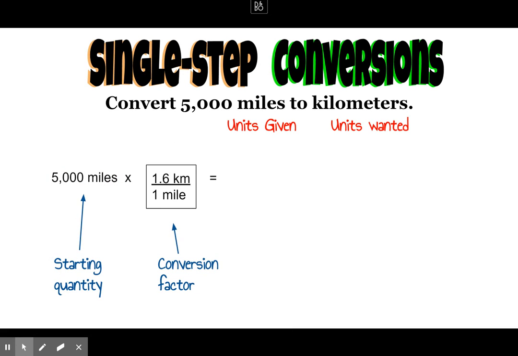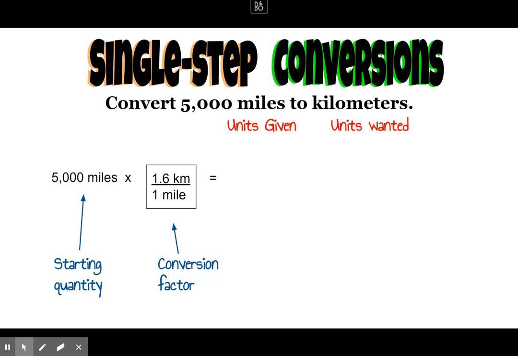So now let's start thinking about doing an actual conversion. Like we're going to do a single step conversion. So it wants us to convert 5,000 miles into kilometers. So remember, think back to yesterday. To break this down, we want to think about the units that we are given. And then we want to think about the units that we want. So we are given our miles and we want to get to kilometers.